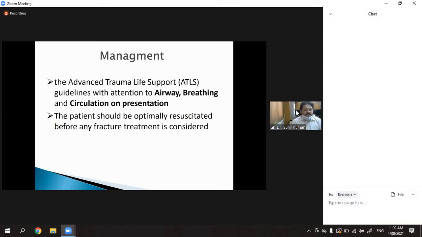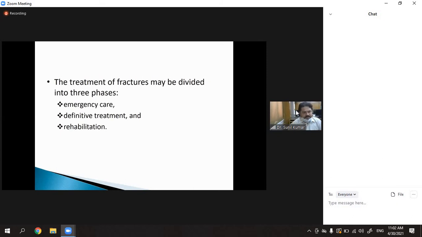Now, after all the classification, we have to focus on the management. The management starts with the ATLS protocol guidelines with attention to airway, breathing, circulation on presentation. The patient should be optimally resuscitated before any fracture treatment is considered. So the treatment of the patient with a fracture starts here. We have to follow the ATLS protocol. In the ATLS protocol, we have to see airway control, breathing, and circulation, and then we go for the fracture treatment after primary resuscitation of the patient.